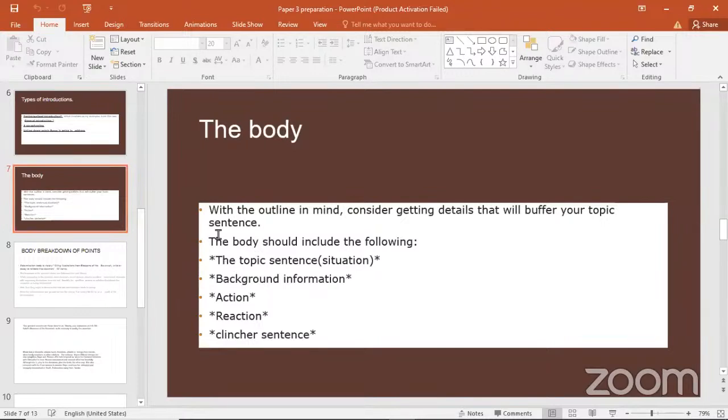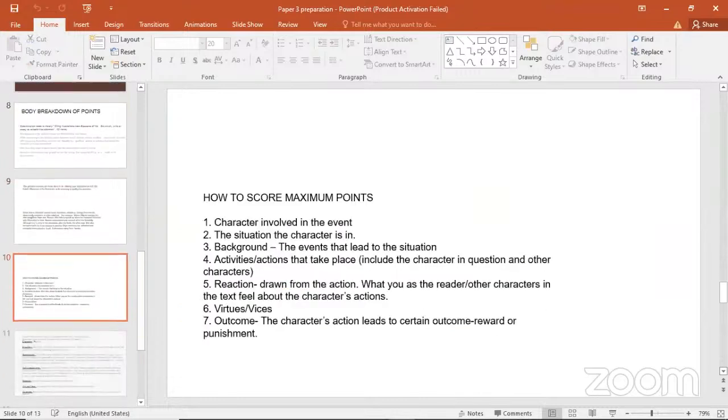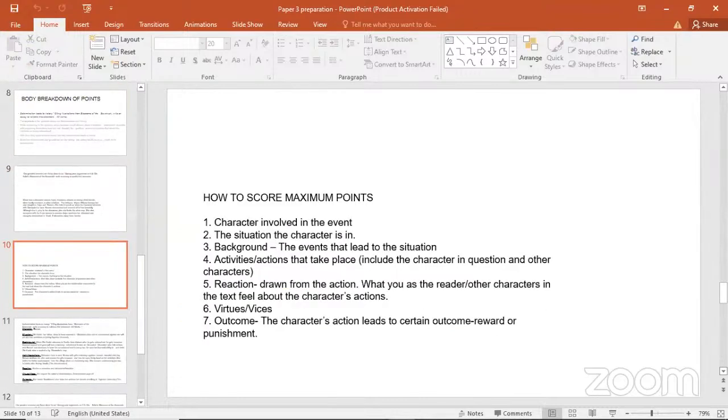So now let me break it down better so that we understand what exactly is required in each. This was my analysis from the former class, but I will use an essay from the Samaritan later. Let's break it down here: how to score maximum points.